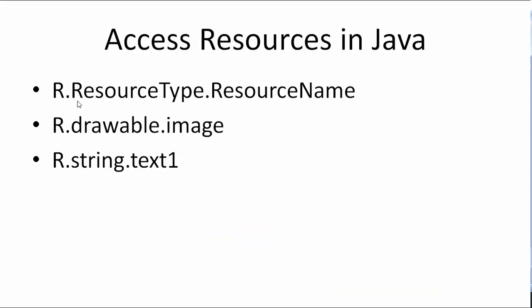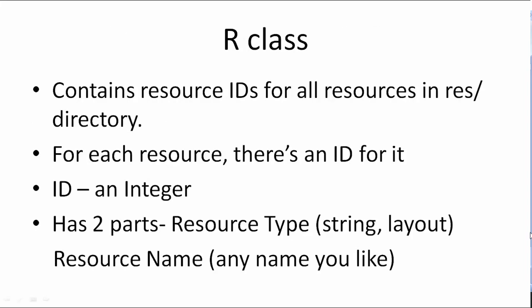Accessing resources in Java. To access a resource in Java, you use R.resourcetype.resourcename. For example, R.drawable.image or R.string.text1. So what is R? R is a class in Android which contains resource IDs for all the resources in the res directory. So for each resource there's an ID, and that ID is an integer, and that ID has two parts to it: the resource type, which could be string, layout, drawable, and the resource name, which is the name of the file that you as an Android developer provide. For example, R.string.text1 or R.string.text2 from previous examples.